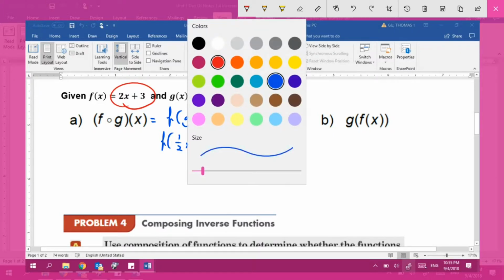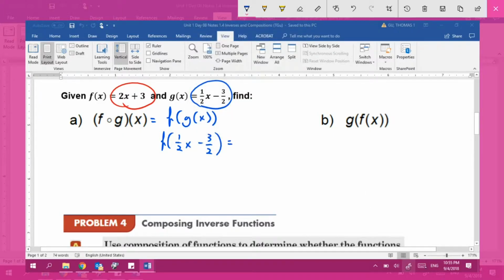So watch this. Equals 2 times, and I'm going to color code this. Watch this. 1 over 2x minus 3 halves. And the color code 2 times 1 over 2x minus 3 halves. And then what do we have on the end right here? We've got a plus 3. All right, so now let's solve this out.